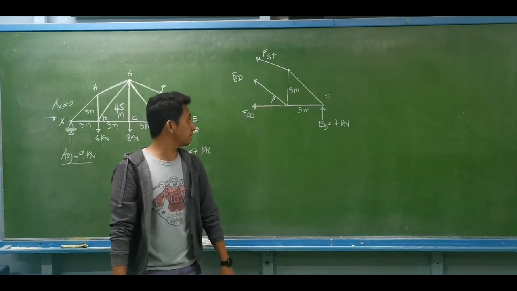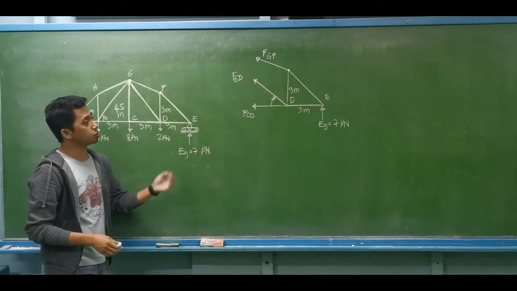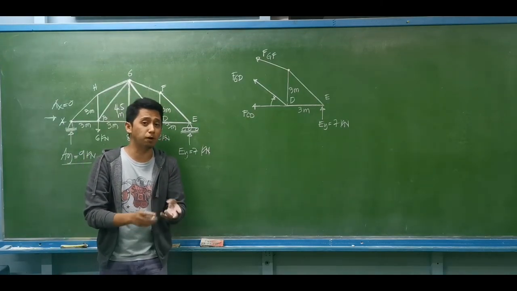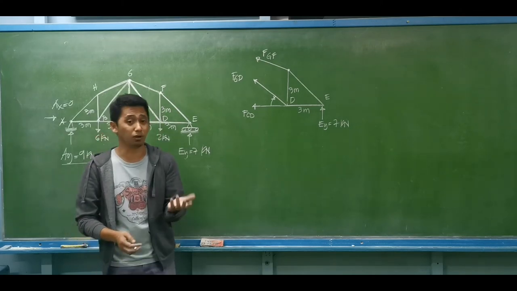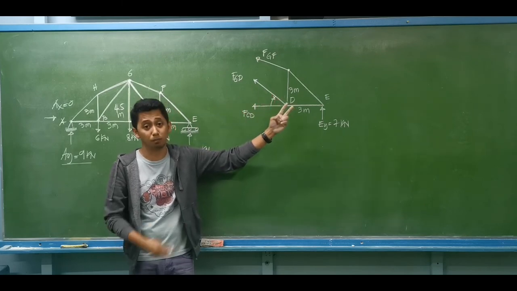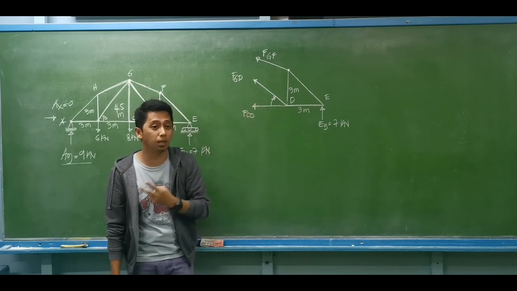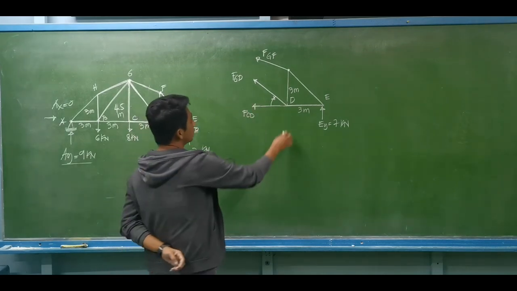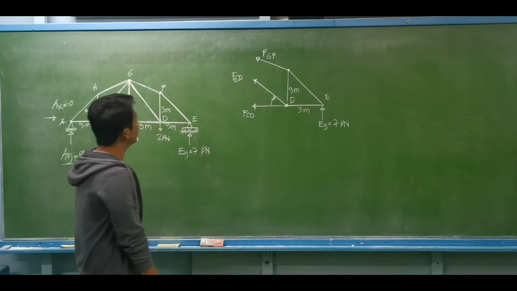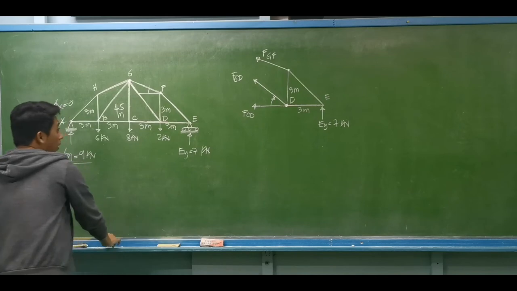Okay, so after exposing these three members, we may choose a point to perform the summation of moments, summation of forces vertical or summation of forces horizontal. Anything that is applicable to eliminate at least two unknowns. Mapapansin nyo, we have three unknowns, so we should eliminate the two. So to eliminate the two, we may do summation of moment about point D. So for that, we need to determine the inclination or the slope of member GD. So ano yung angle na to?